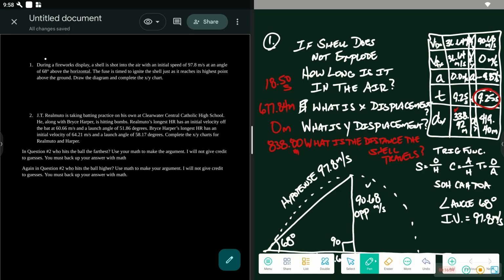Okay. And one final follow-up question. What would be the final velocity right before it hits the ground coming back down? Remember, the x isn't going to change. X's are going to stay. This can change because it's coming back down. Well, what goes up must come down, and it'll come down at the same rate it went up. So really, VFY would be a negative 90.68 meters per second. So that's how you do this type of question.